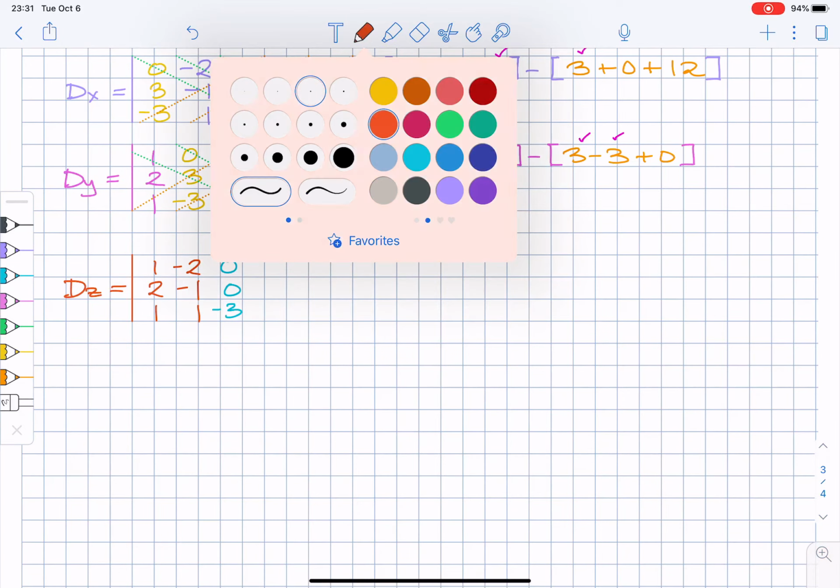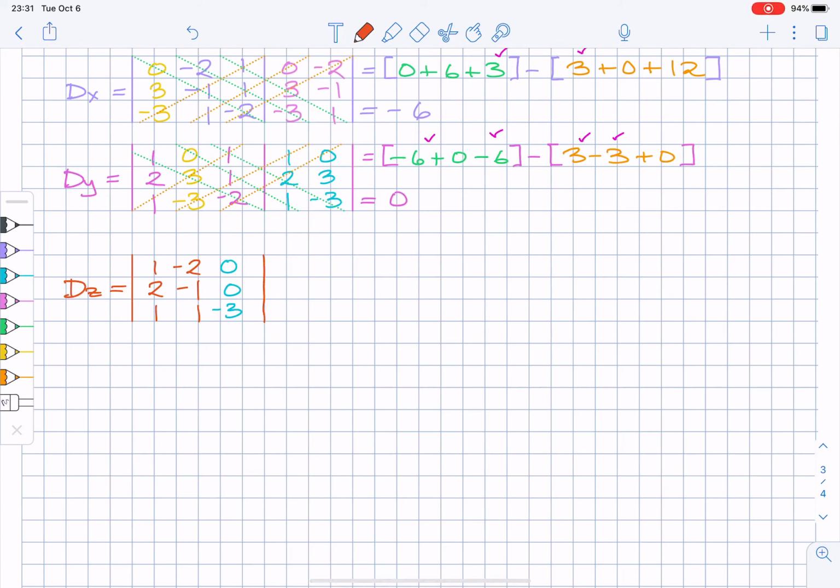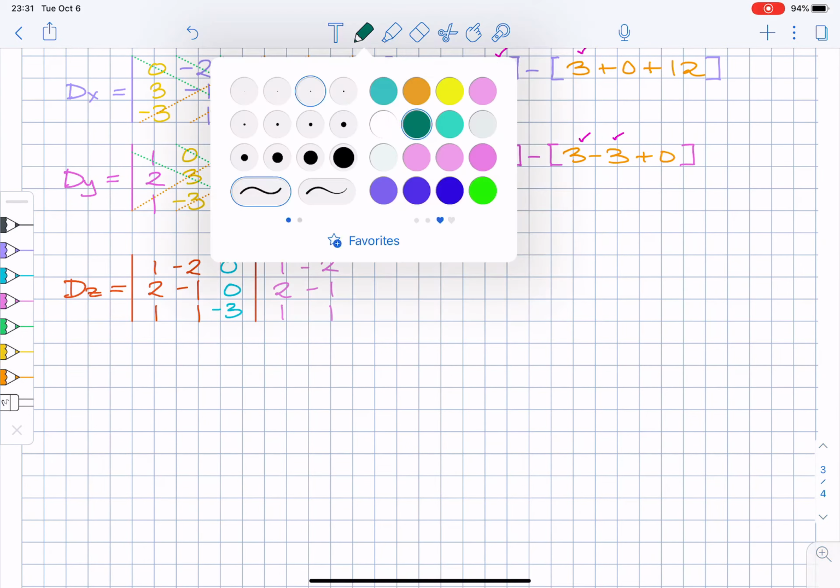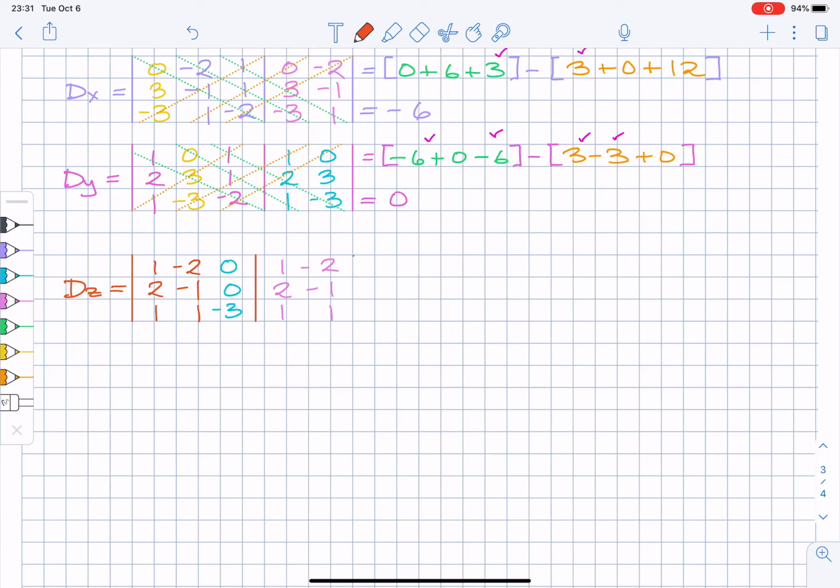Then we're going to augment this with, on the right, let's put in pink the first two columns. So 1, 2, 1, negative 2, negative 1, 1. Now go back to that. No, that's not the right color. This is the right color. So what do we get?